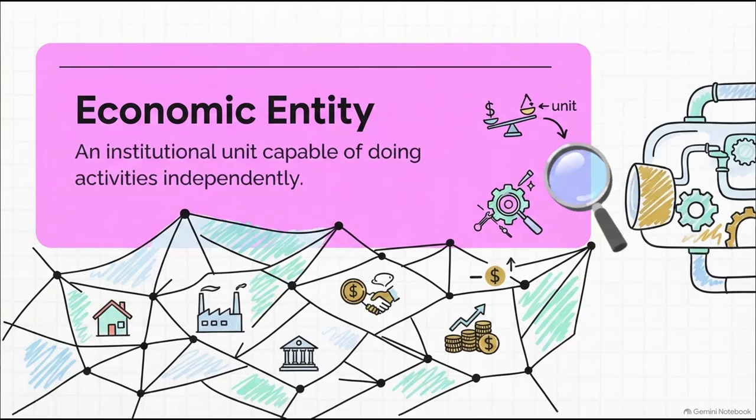To truly understand where the government fits into this giant macroeconomic machine, we kind of need to set the broader stage first. The entire economy is, at its core, this complex web of independent actors. An economic entity is formally defined as any institutional unit capable of executing economic activities completely on its own. And this structural definition, it's absolutely vital.